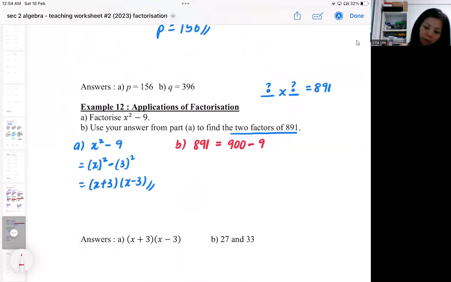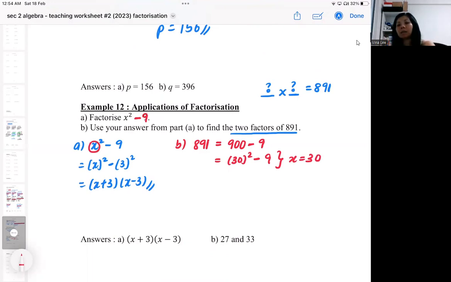Why minus 9? Because there was a minus 9 in part A. So think about how is 891 related. So it will be 891 is 900 minus 9. And 900 is actually a very nice perfect square. 900 is 30 square. So at this moment, you should realize that x is a 30. So it's like 30 square minus 9. So x is actually a 30. I'm going to put into my 2 bracket.